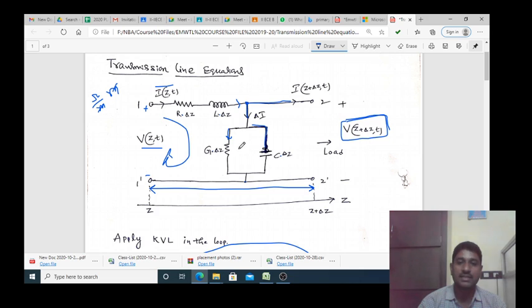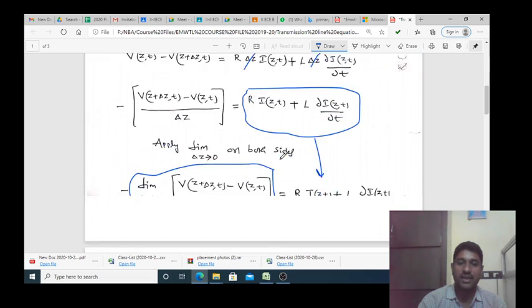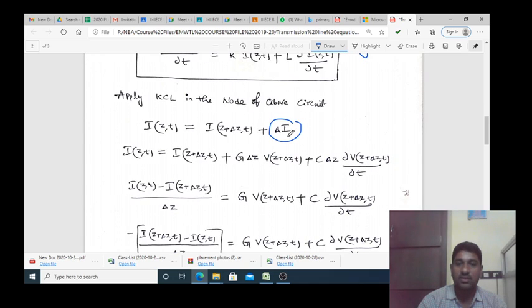into G into del z, and again the voltage across the capacitor we can find out by using C into dou v by dou t. C means here C into del z, so that's why I have written here. Instead of del I, I have written G into del z into V. This is the voltage into conductance, which becomes current, and again this is the voltage across the capacitor. Instead of C, we have written C into del z, because it is a transmission line parameter. So dou V by dou t.